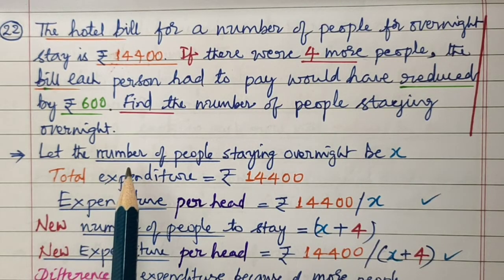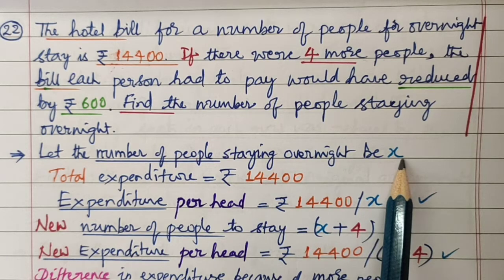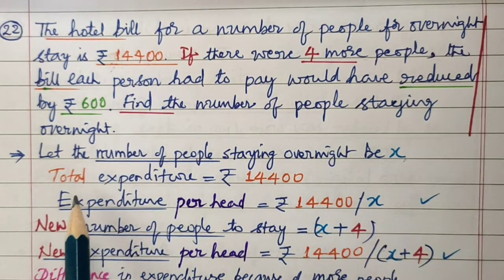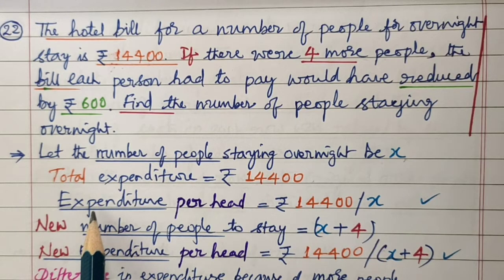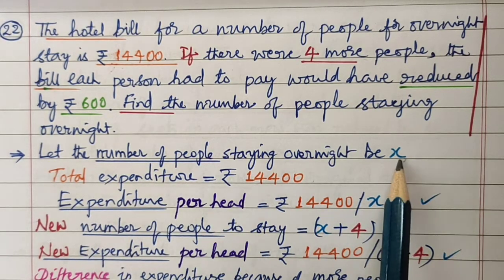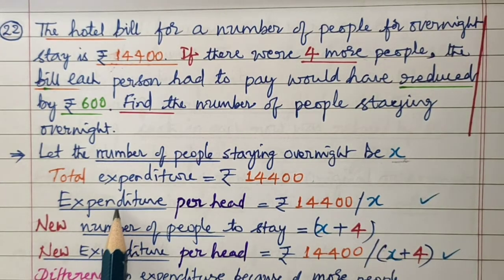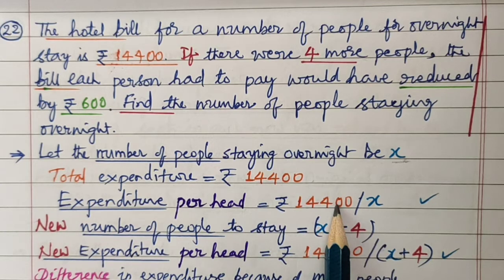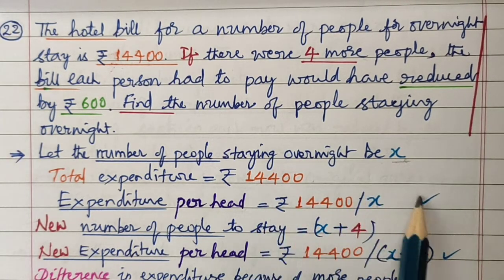Let the number of people staying overnight be x. We do not know how many people were staying in the hotel, that's why we are keeping it as x. They have given the total expenditure, therefore total expenditure is 14,400. Expenditure per head: we know x number of people are staying in the hotel. Therefore, expenditure per head is equal to 14,400 divided by the total number of people. This is the expenditure per head.